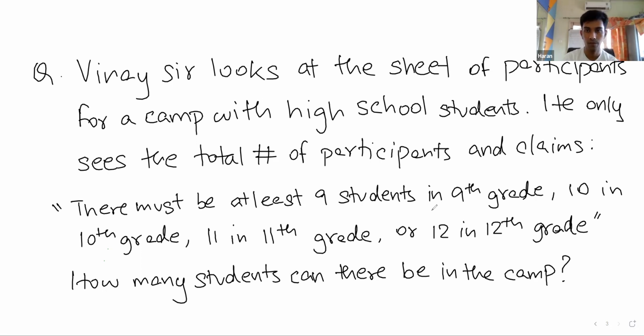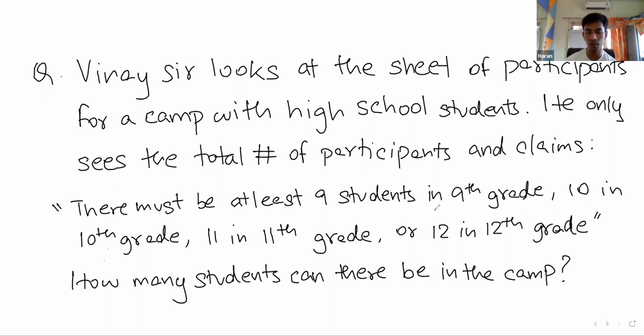All right. So this is the question. Vanessa basically has this camp, and he knows the number of students who are in the camp. This camp is just for students of high school, from classes 9 to 12. He knows the total number of participants who are there in this camp, and that's all he knows.